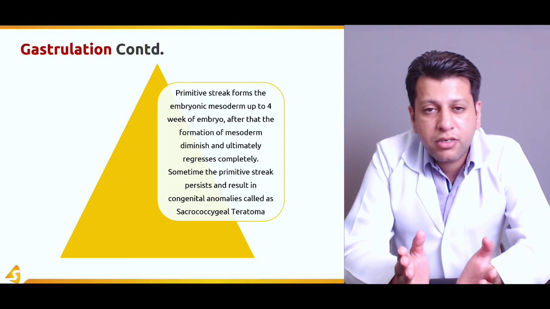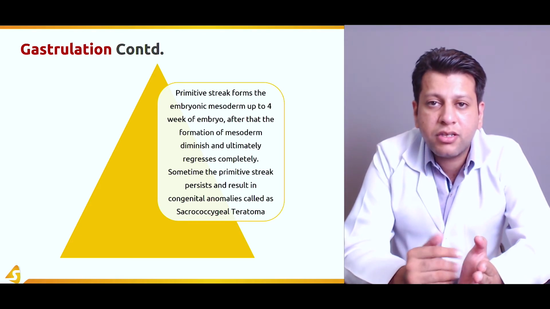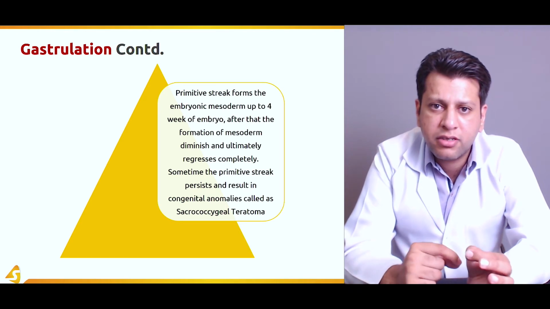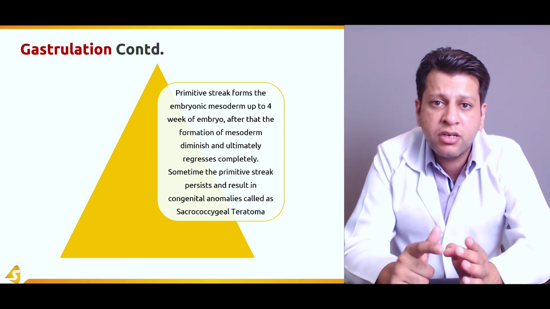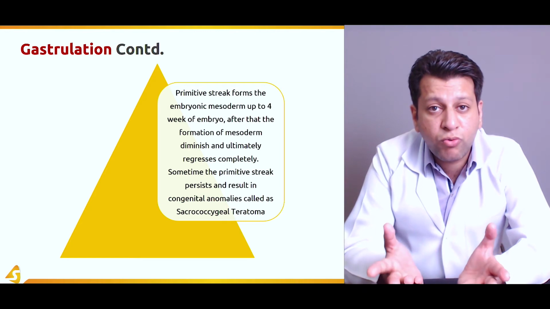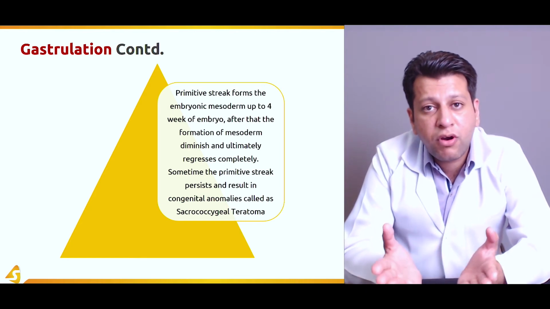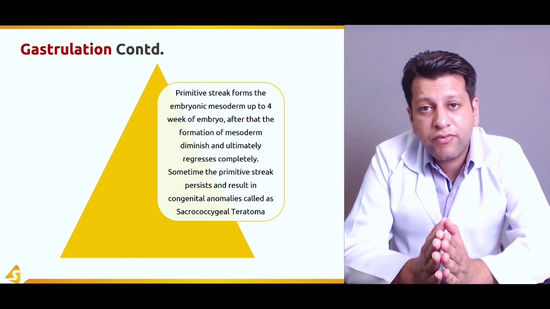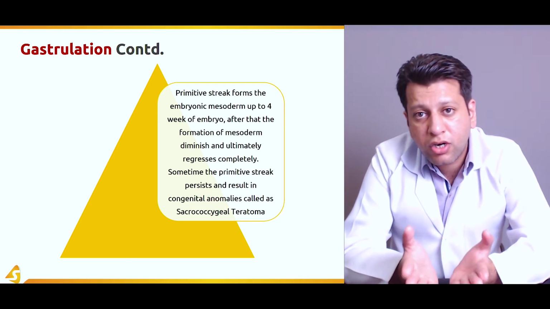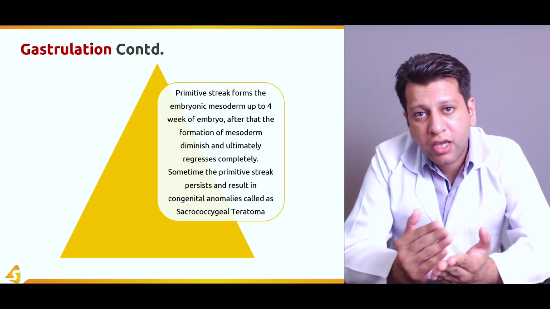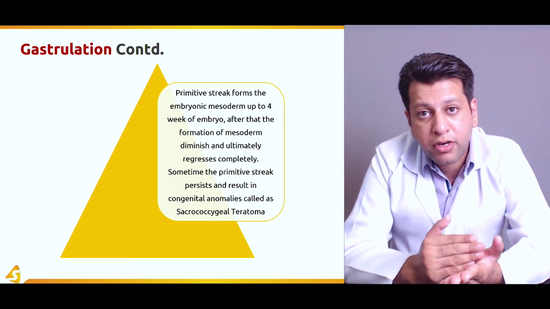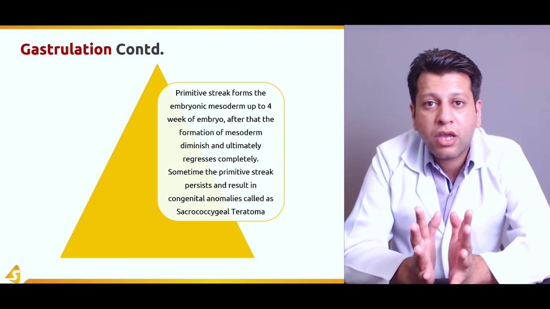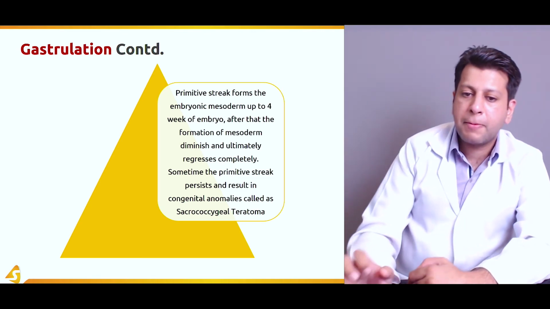Now, to understand this, initially there is only a streak of cells. Why is it called a streak? The cells are aligned in such a way that they appear like a streak, but gradually cells divide to form a groove. Eventually, this has to form a notochord lumen and notochordal canal. But if this does not occur, and the primitive streak remains open or mesenchymal tissue is not regressed, this may result in sacrococcygeal teratoma.